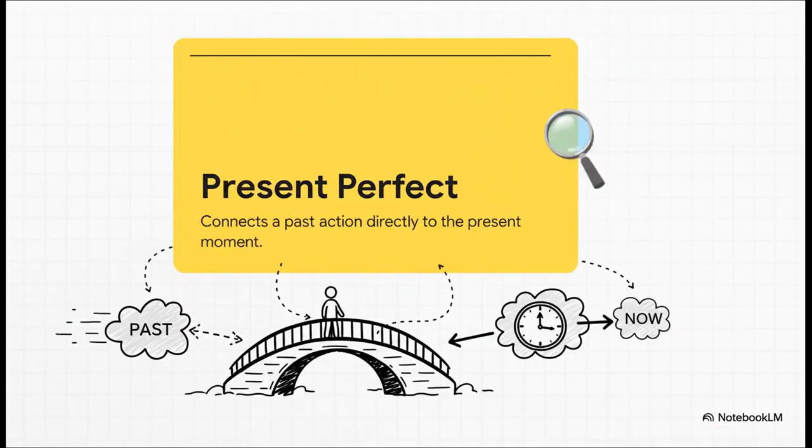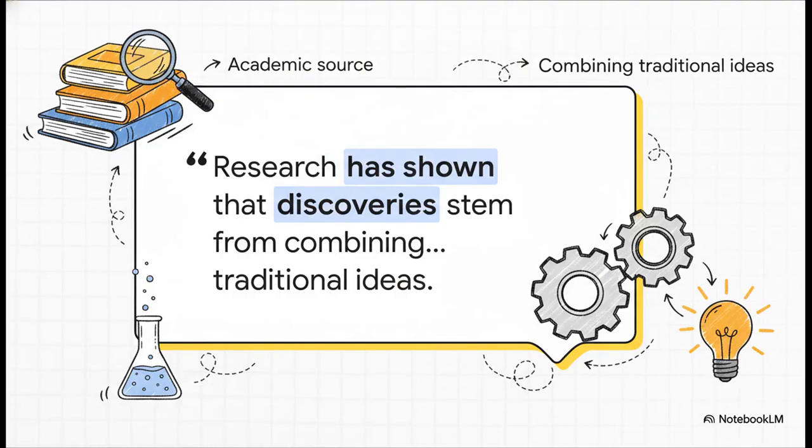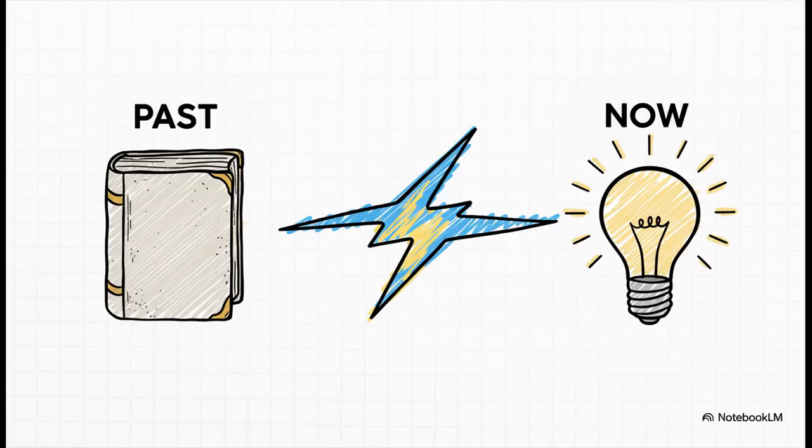All right, first step, present perfect. Think of it like a bridge connecting something from the past to right now. Okay, let's look at a real example. See that phrase, has shown? Let's break down why it's used. So, why has shown? Because the research is done, but its findings are still totally relevant today.